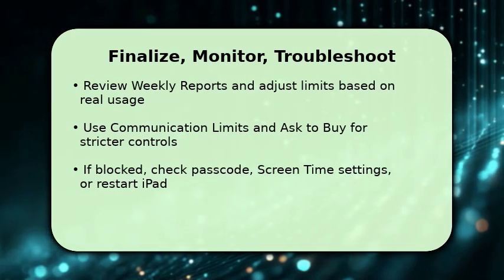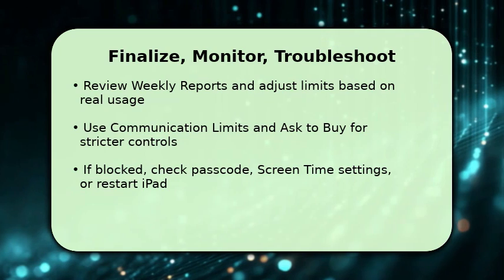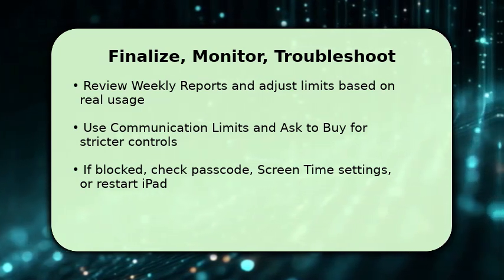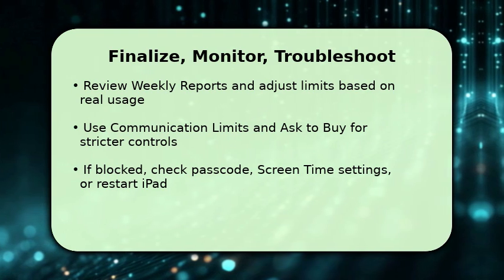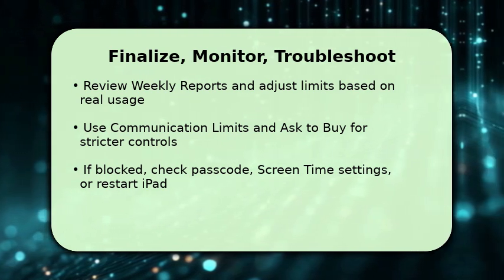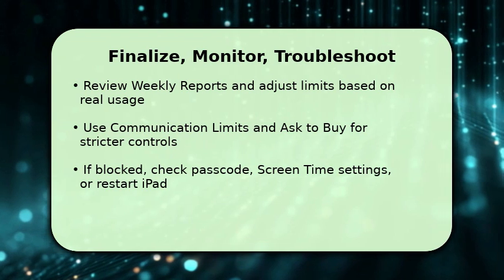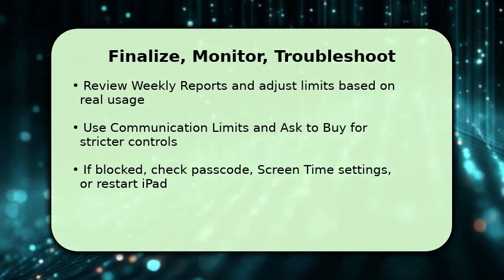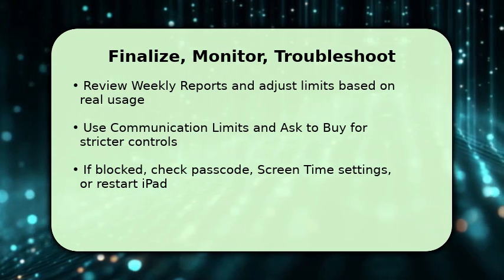You finish by reviewing weekly reports to see what the child uses most and adjust limits accordingly. Data-driven changes keep rules fair and realistic. Once done, add communication limits and enable Ask to Buy for purchases to prevent unwanted spending. Make sure family sharing is configured so you can manage settings remotely.